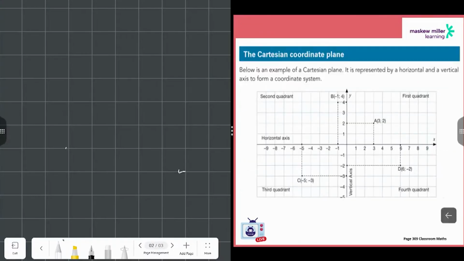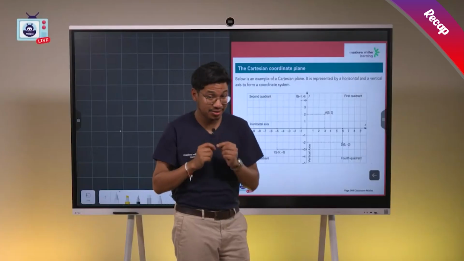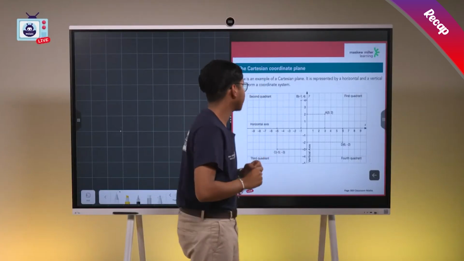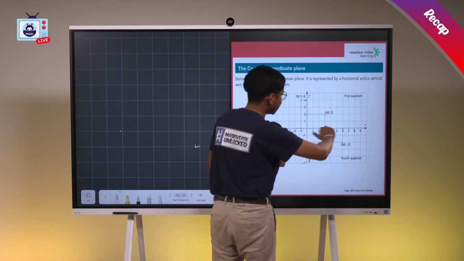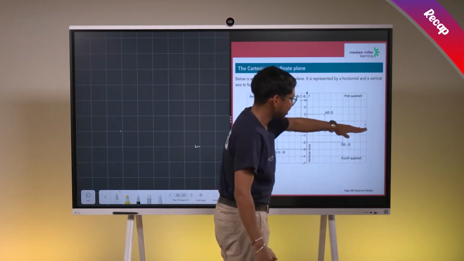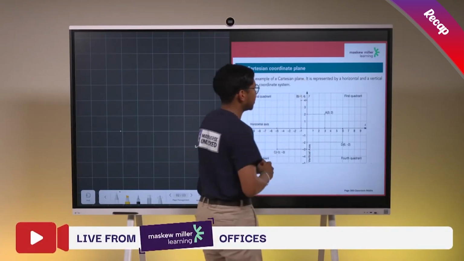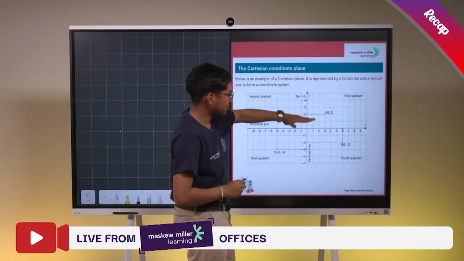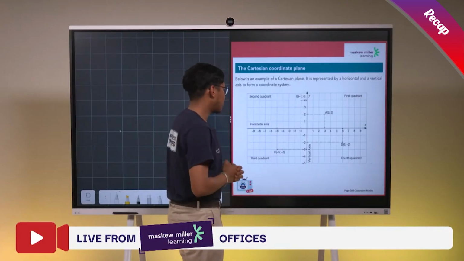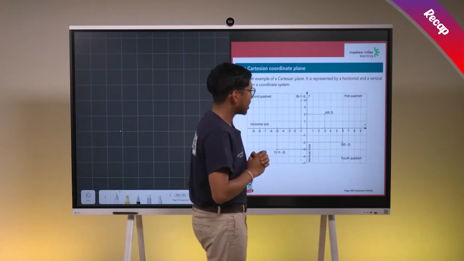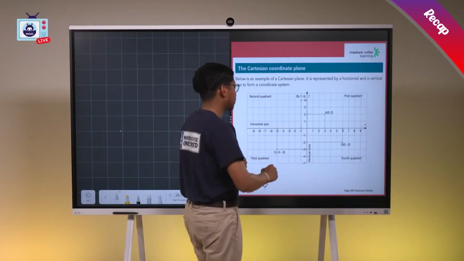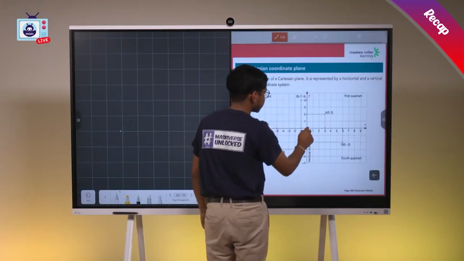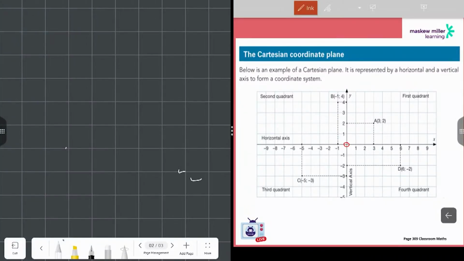Now, before we can understand the concept of drawing graphs, grade 8, we need to understand what we call the Cartesian plane, all right? And here we have an example of a Cartesian plane. It is basically two lines intersecting. We call the one line the x-axis, and we call the other line the y-axis, right? It is represented by a horizontal and a vertical axis from a coordinate system. So very, very briefly, I'm going to explain to you how easy it is to understand this. So this point over here is what we call the origin. So at this point, the x value and the y value is equal to 0.